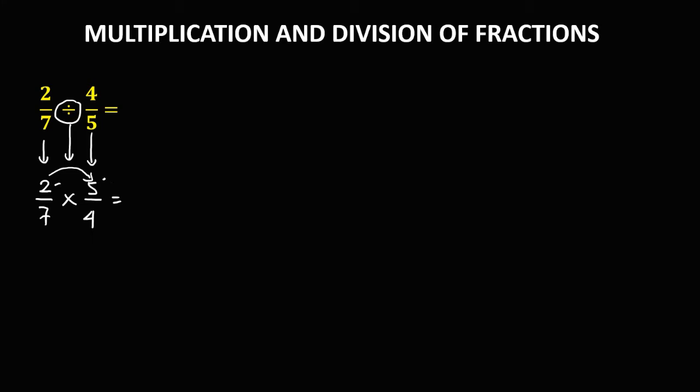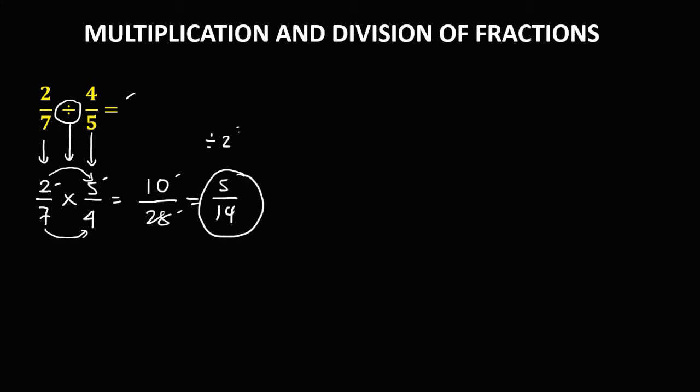So 2 times 5, that's 10. Then over 7 times 4, that's 28. Since we can reduce this 10 over 28 because 10 and 28 are divisible by 2. So 10 divided by 2, that's 5. Then over 28 divided by 2, that's 14. So therefore, the quotient of these fractions is 5 over 14.